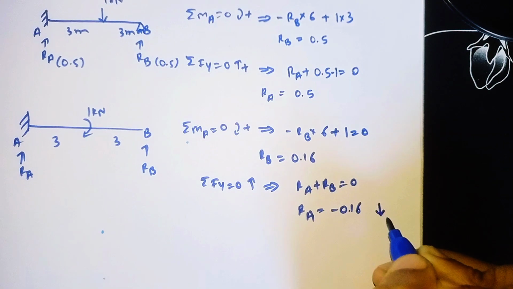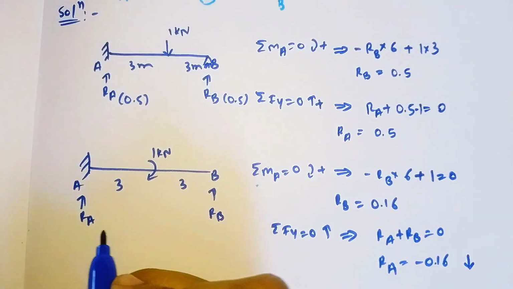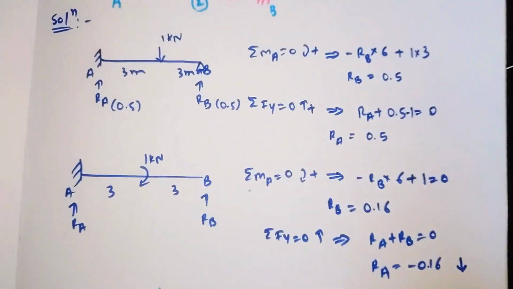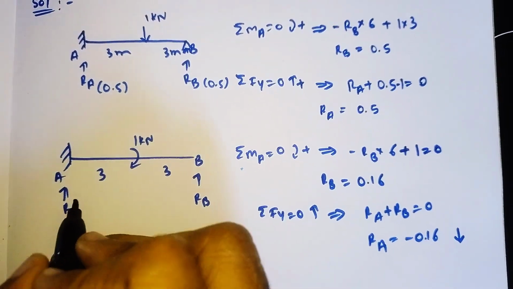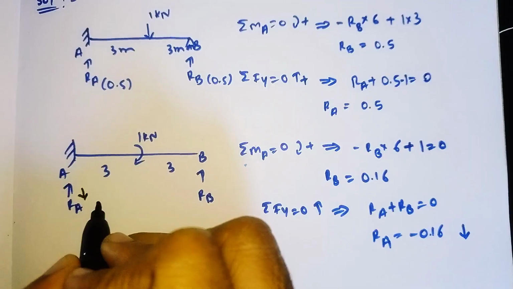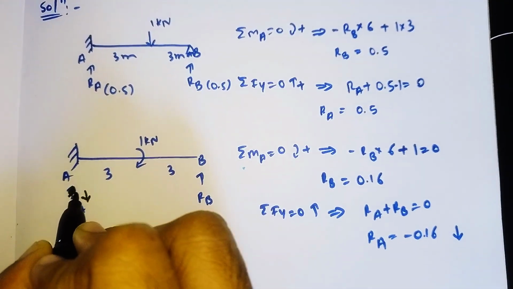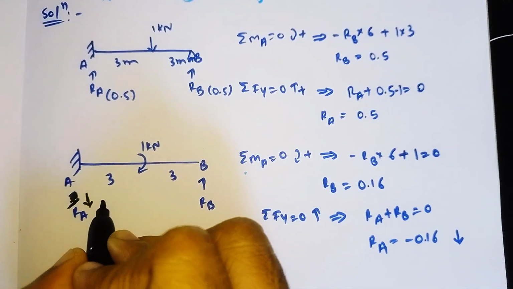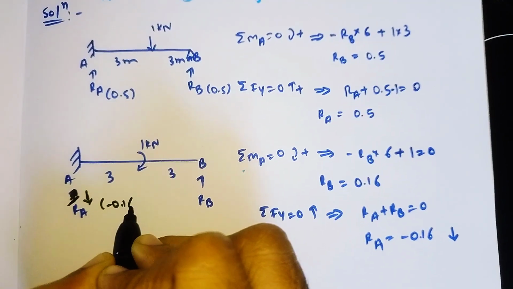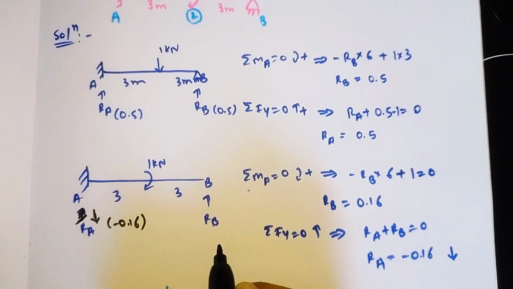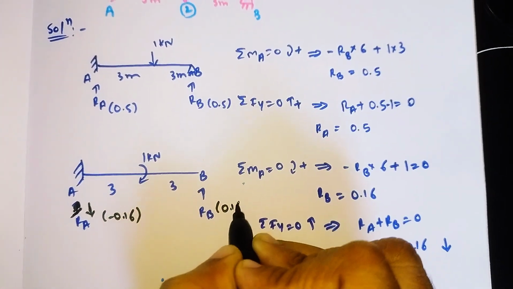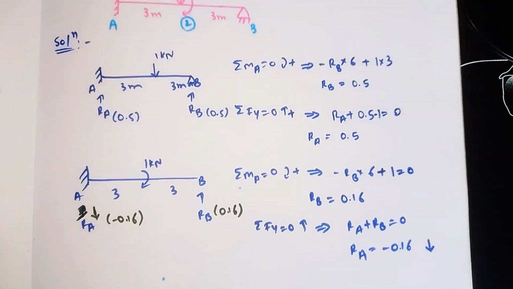So whatever negative sign we have here, what it indicates is that the upward direction that we assumed is wrong. So make it downward. We have assumed the direction for RA upward, which is wrong. The negative sign indicates the direction we have assumed for reaction RA is wrong. So it is moving downward. So make it downward. So RA is minus 0.16. Here it is correct and here it is 0.16. The direction is correct.